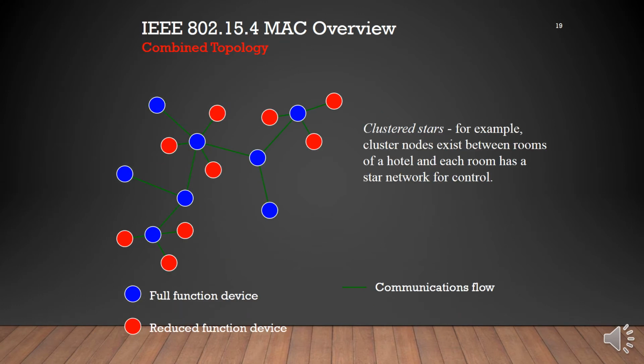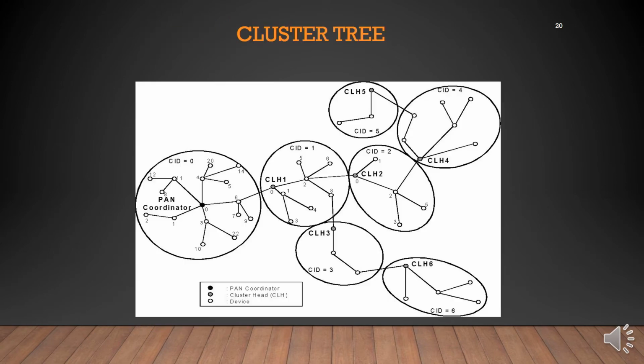So for example, the cluster nodes exist between the rooms of a hotel. The room has a star network for control. The PAN coordinator can have so many clusters. This is called the PAN coordinator. This other cluster head has devices connected to it. It can have a cluster tree of the network.